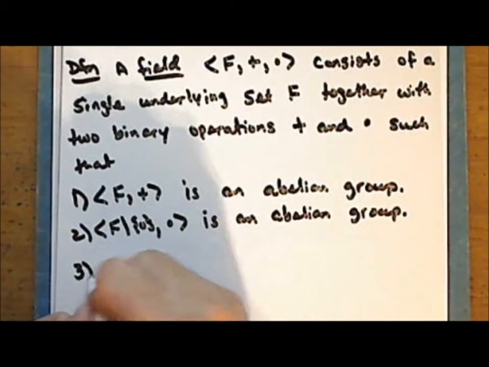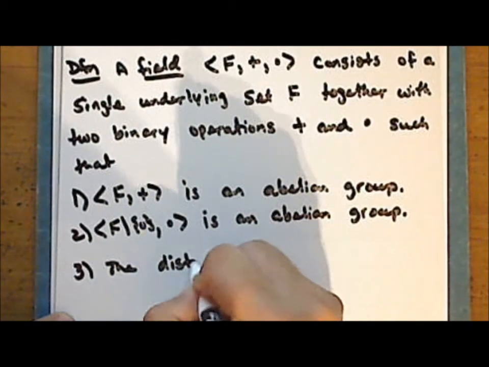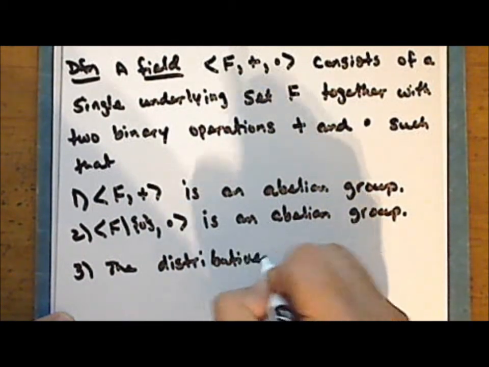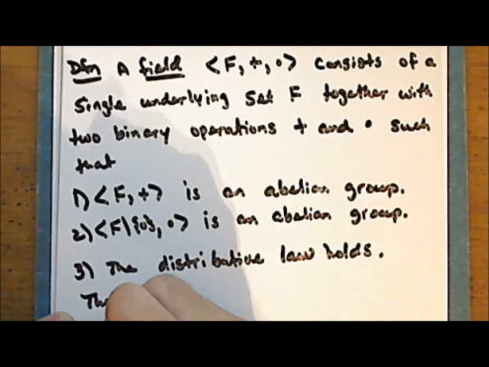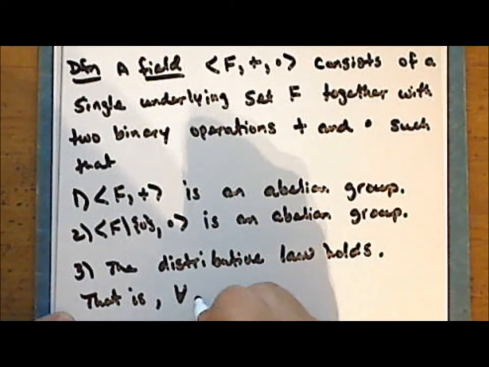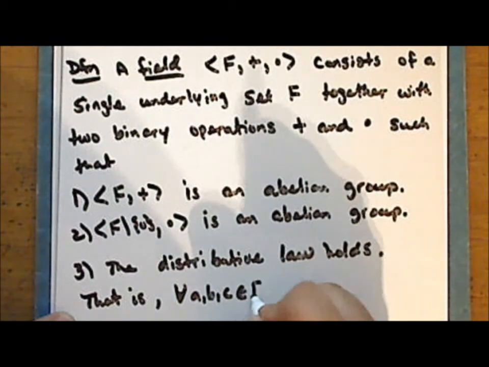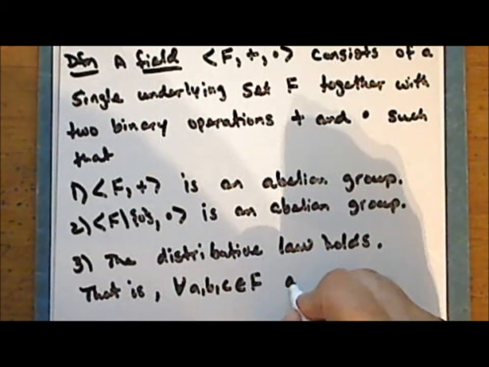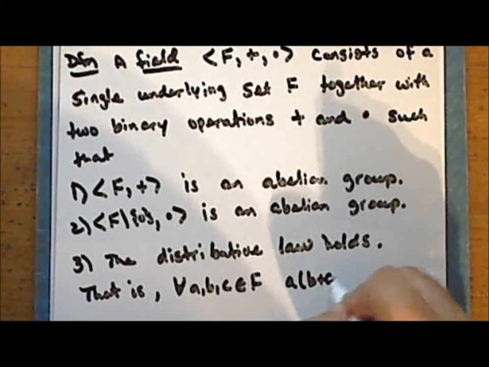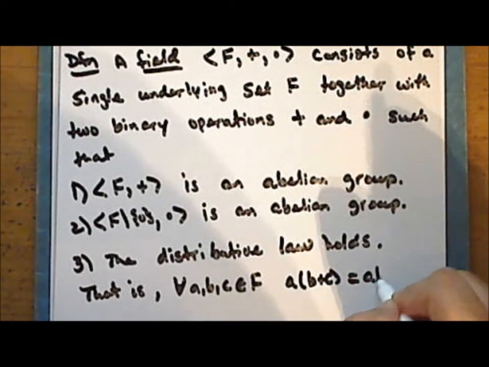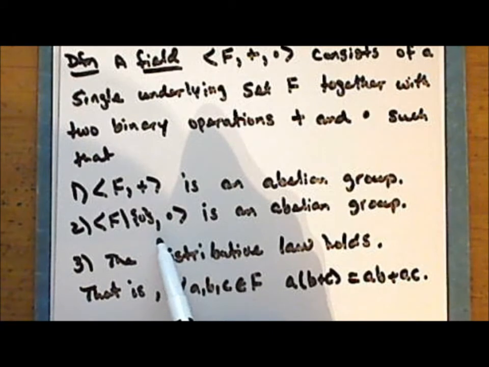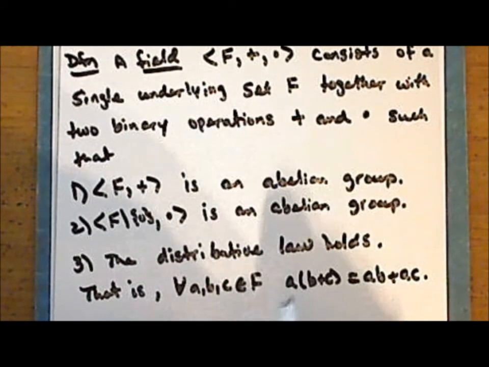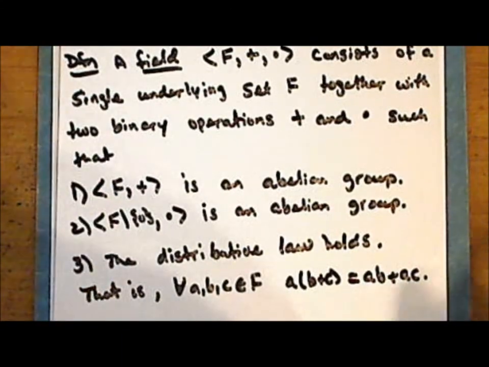And third, the distributive law holds. That is, for every three elements, A, B, and C, in the set F, the product of an element A with the sum B plus C is the sum of products AB plus AC. Now notice that as multiplication is associative, as multiplication is commutative, both the left and right distributive laws hold, and so we simply say the distributive law holds.